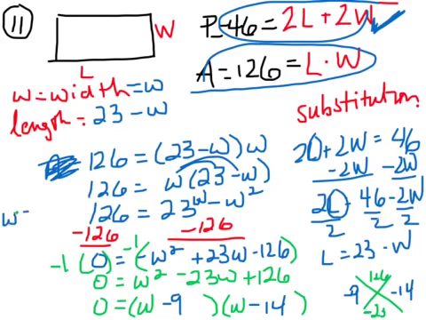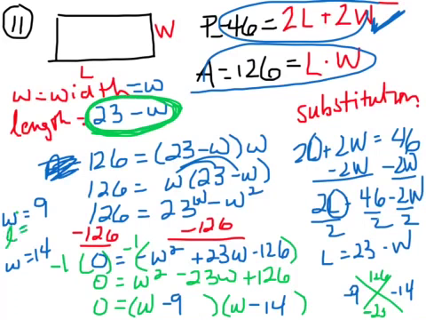That means your width could be 9 or your width could be 14. If you were to plug the width in up here to try to find out what the length would be that would go with it, remember if the width is 9, the length's going to be this 23 minus W. 23 minus 9 would be 14 if I plug it in.